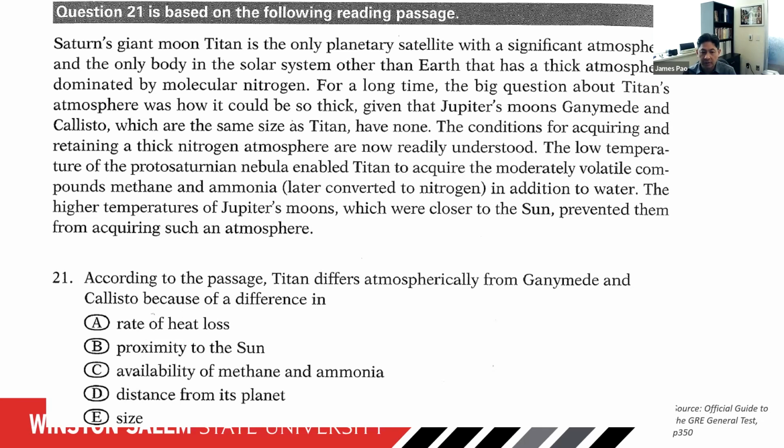Here's your question. According to the passage, Titan differs atmospherically from Ganymede and Callisto because of a difference in what? A, rate of heat loss. B, proximity to the sun. C, availability of methane and ammonia. D, distance from its planet. Or E, size.